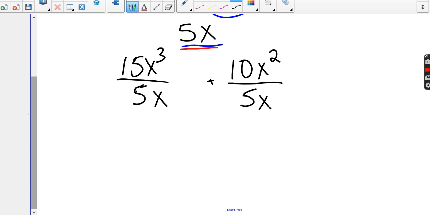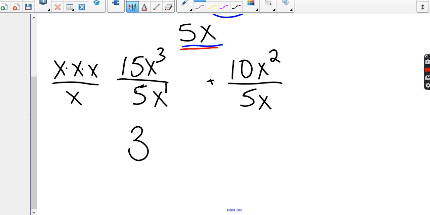Now looking at 15x to the third divided by 5x, think about dividing the numbers. 15 divided by 5 is 3, and then x to the third power divided by x. If you remember from last year, when we're dividing, we have to subtract those exponents. Think of x times x times x divided by x. Well, one x divided by x gets you just 1. So now you have 1 times x times x, 1 times x squared, or just x squared. So the rule was that when we're dividing, we subtract those exponents.